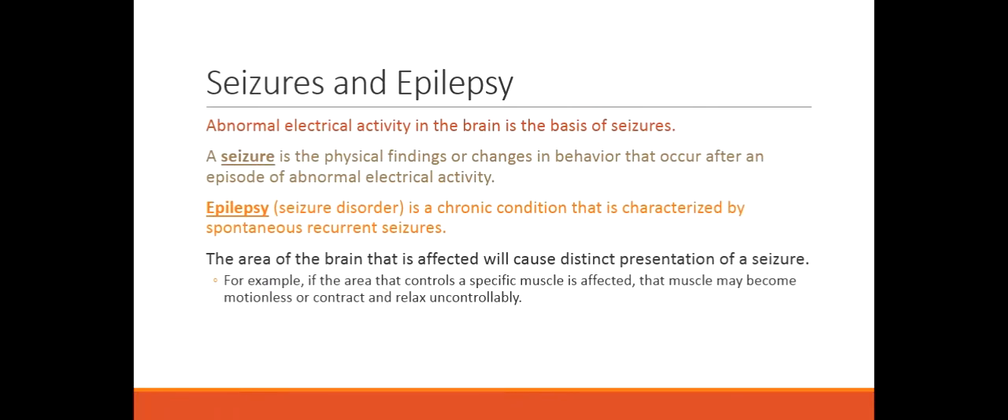Seizures and epilepsy. Abnormal electrical activity in the brain is the basis of seizures. A seizure is the physical findings or changes in behavior that occur after an episode of abnormal electrical activity. Epilepsy, or a seizure disorder, is a chronic condition that is characterized by spontaneous recurrent seizures. The area of the brain that is affected will cause distinct presentation of a seizure. For example, if the area that controls a specific muscle is affected, that muscle may become motionless or contract and relax uncontrollably.